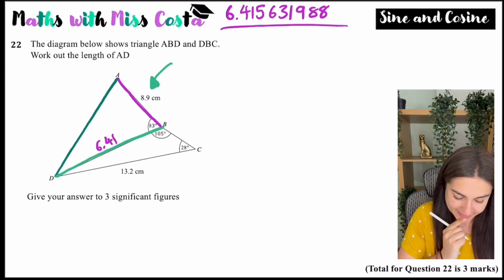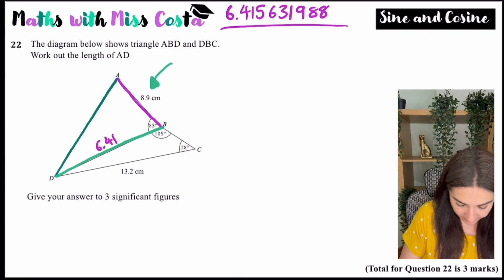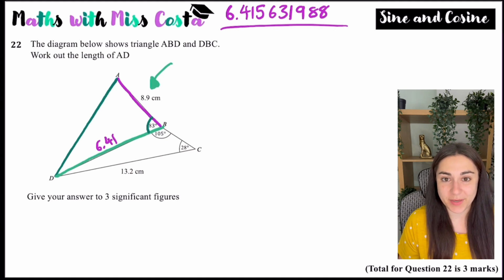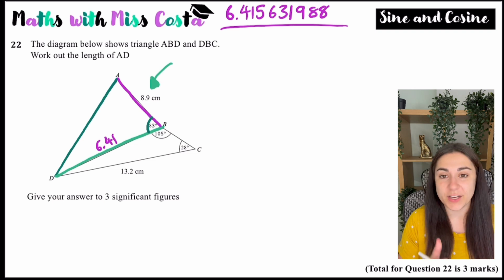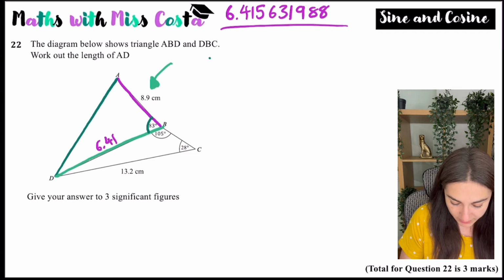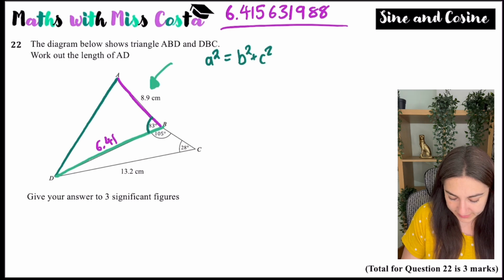Can I work out anything else? No. And yeah, okay, so this is one angle. I only have one angle. Generally, if you only have one angle and you have two sides and you're trying to work out a third side, you're going to be using the cosine rule. So the cosine rule is a squared equals b squared plus c squared, take away 2bc cos A.